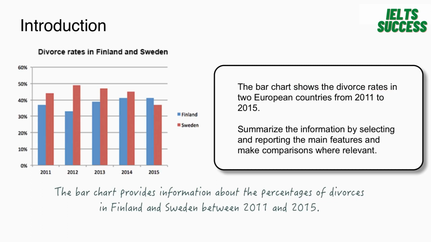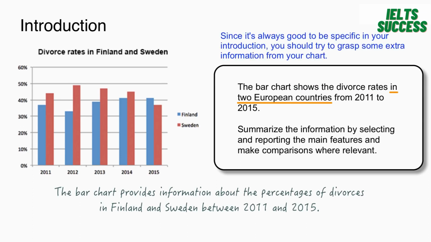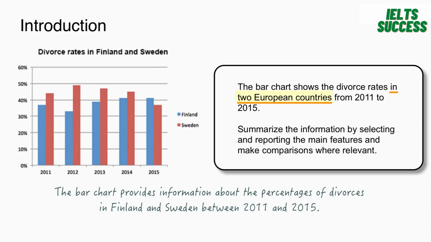After that comes the phrase in 2 European countries. Since it's always good to be specific in your introduction, you should try to grasp some extra information from your chart. What are those 2 European countries? Do we know? In fact, we do. Those are Finland and Sweden. So we'll use this information in our introduction by writing in Finland and Sweden.